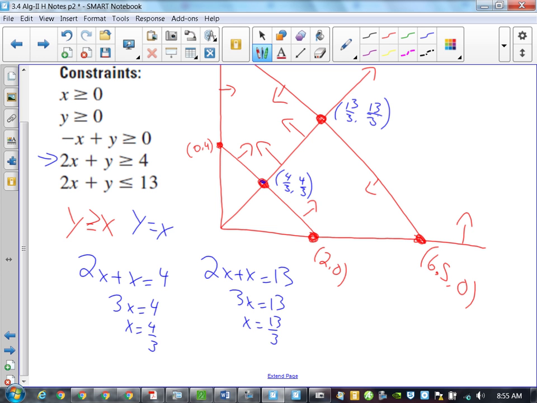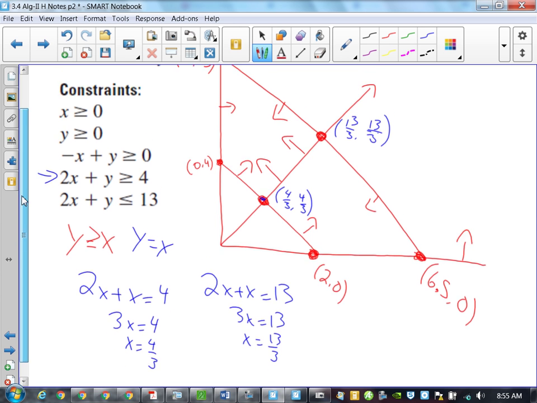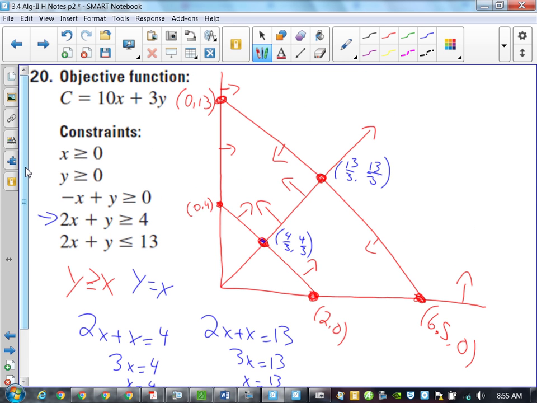All right. So now you've got your 4 ordered pairs that you're going to test for your maximum and minimum in your objective function. And it's just direct substitution at that point. Do you want me to finish that out? You just multiply. 10 times 0 plus 3 times 4. 10 times 0 plus 3 times 13. 10 times 4/3 plus 3 times 4/3. You're just substituting these four values into the objective function. Which one gives you the biggest number?